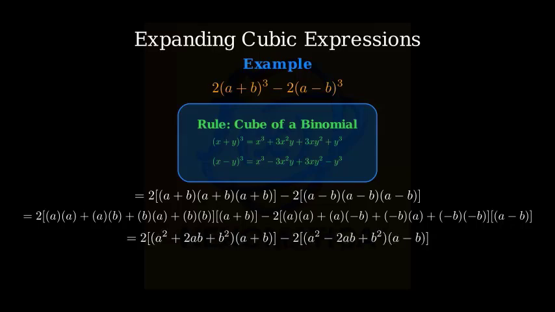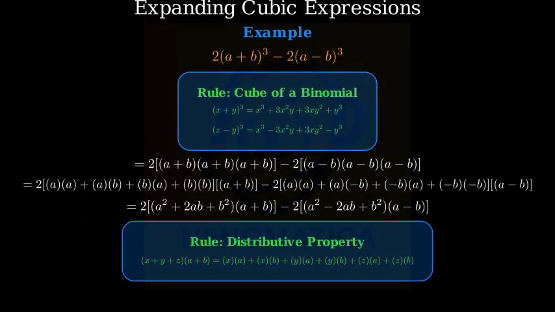Then we multiply this result by a plus b again. Similarly, for the second term, we have 2 times the product of a minus b multiplied by itself 3 times. Let's multiply out a minus b times a minus b to get a squared minus ab minus ba plus b squared, which simplifies to a squared minus 2ab plus b squared. Then we multiply this result by a minus b. Let's continue distributing terms. We'll use the distributive property, which states that a times the sum of b plus c equals a times b plus a times c.